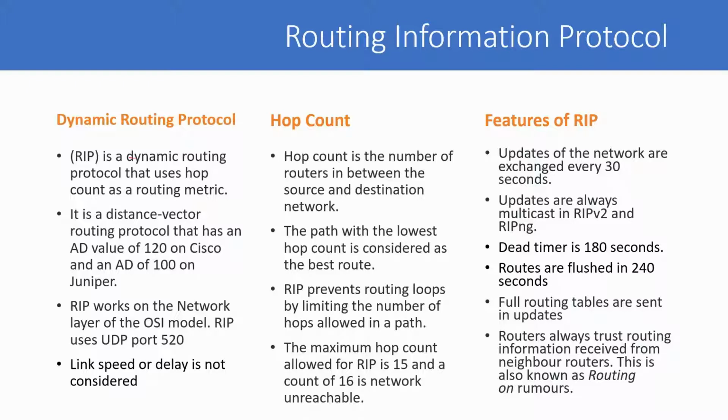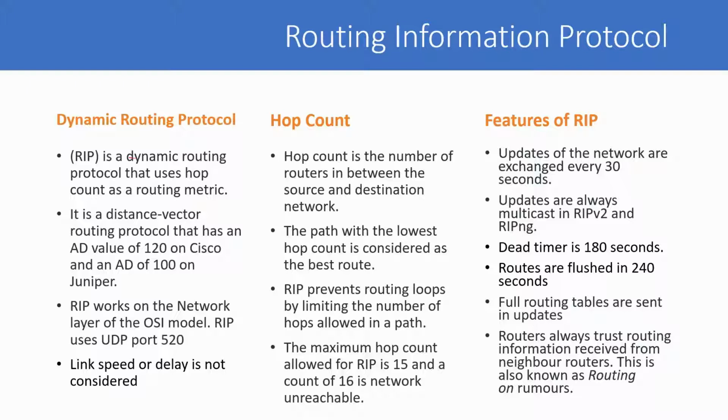So the features of RIP: it updates on the network every 30 seconds, and updates are always multicast in RIP version 2 and RIP NG. The dead timer is 180 seconds, and after that, if no routes are seen, there's no updates, then they're flushed in 240 seconds. Every update has the complete routing tables included in them. So if you have routers that have lots of routes, then these 30-second updates can get extremely big.